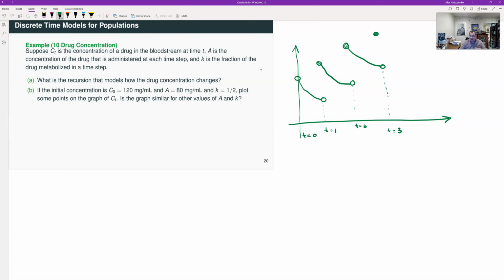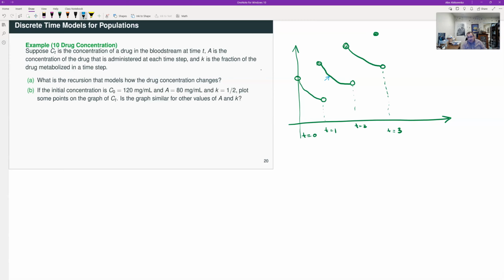Oftentimes we would like to model what's happening as patients receive these injections. In general, it's a little bit difficult to describe what's happening between the injections. There are some models, pharmacokinetics knows some nice models, usually exponential decay of some sort, but we are not ready to tackle it just yet. Today we will focus on the amount of drug in the bloodstream right before the injection or right after the injection.